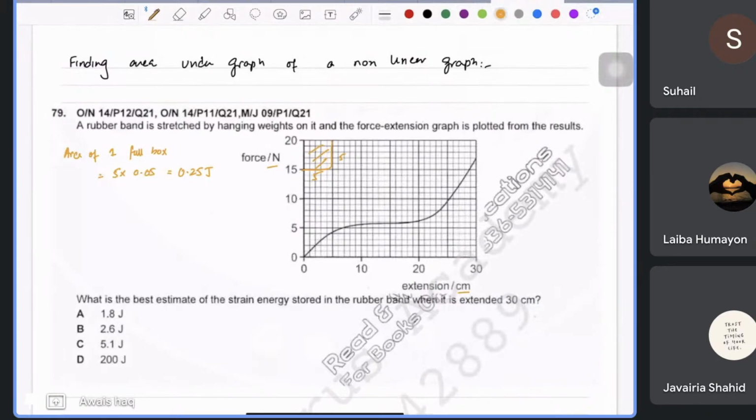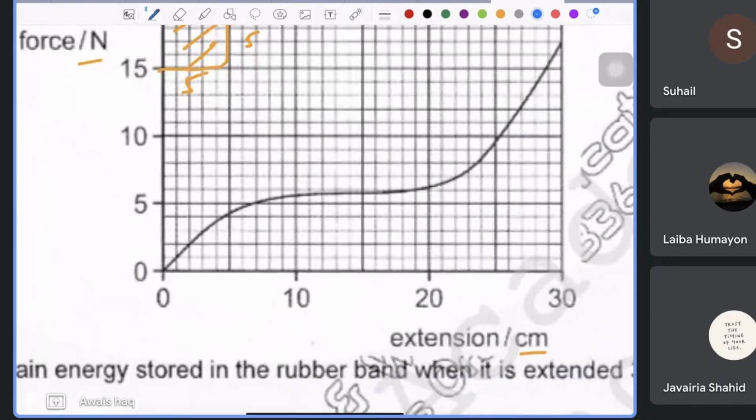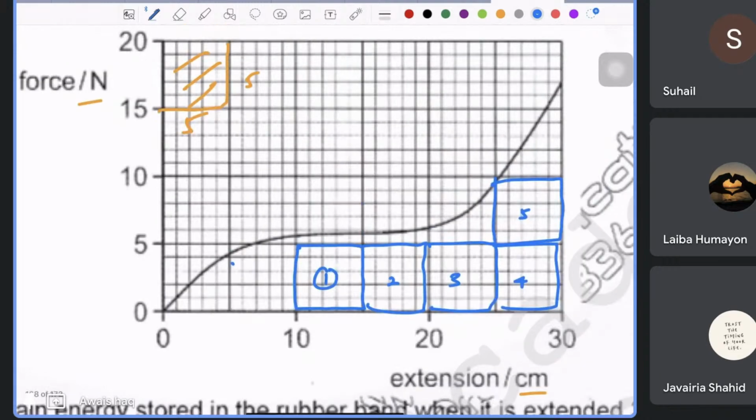Then what you do is you count the number of full boxes. This is just the way we have done it in kinematics as well. So this box is almost full. No, let me just take it as half. This box is almost full, so I'm going to call it 1. And then this box is 2. And then this one 3. This one 4. This is almost full, 5. And the rest of them, meh.